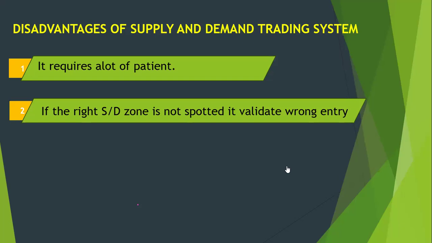So let's keep moving. That is the 2 disadvantages we can spot from our supply and demand trading system. If you do not come up with valid zones based on history, definitely this is going to help you come up with invalid zones. And once you have invalid zones, believe me, you will continue to lose your money. So the purpose of this class is for you to get yourself equipped with the right knowledge to be able to spot the valid zones. All right.